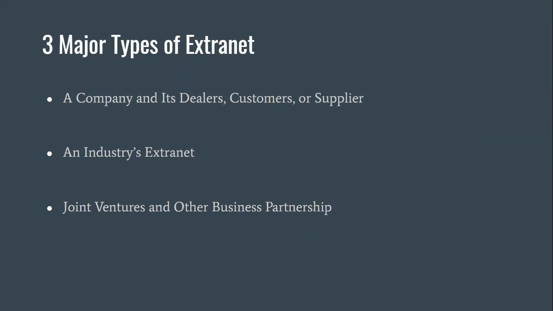industries. Joint ventures and other business partnerships. The partners in a joint venture use an extranet as a vehicle for communication and collaboration. For example, the Bank of America extranet for commercial loans. The partners involved in marketing this loan include a lender, a loan broker, an escrow company, and a title company. The extranet connects lenders, loan applicants, and the loan organization, Bank of America.